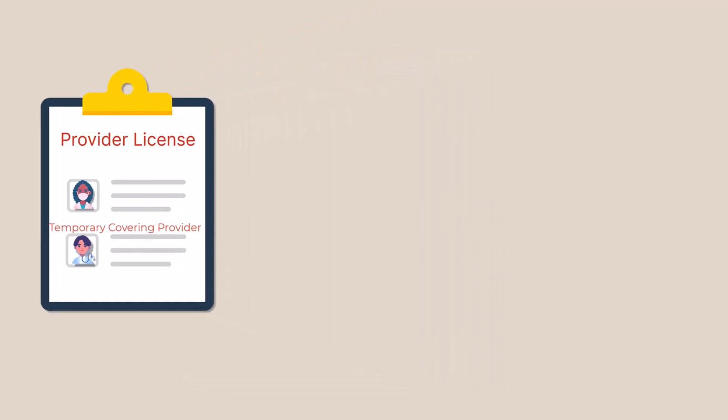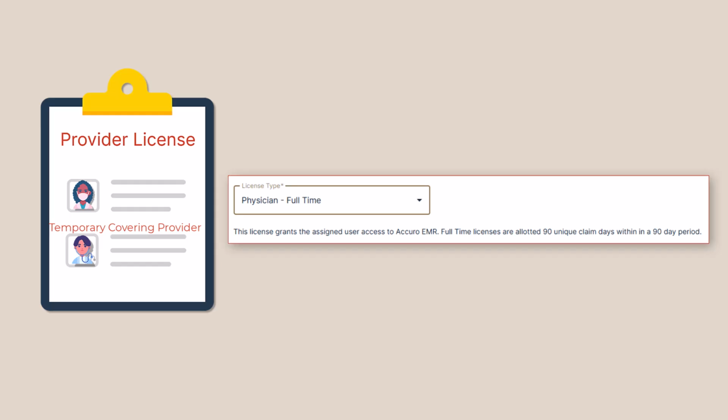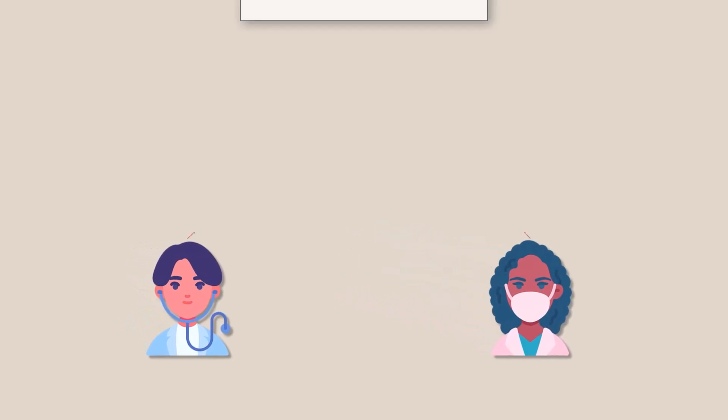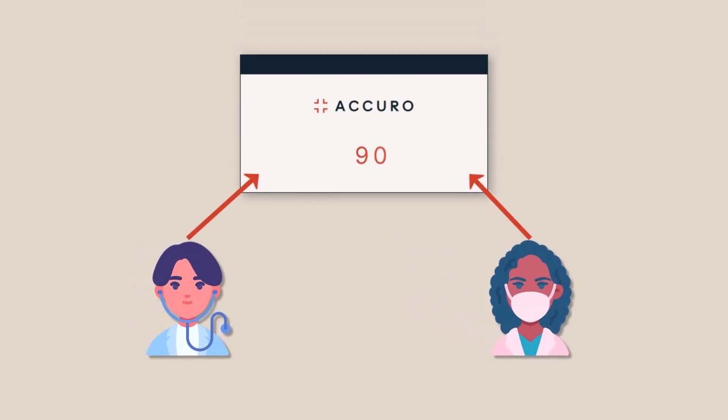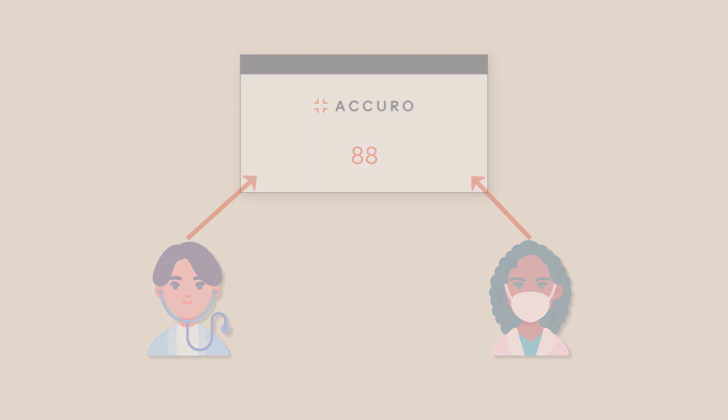For example, if the license being shared is for a full-time physician that has access to Accuro EMR with 90 unique logins within a 90-day period, and both the original provider and temporary covering provider log in, that would count as 2 out of 90 available until the coverage is disabled.